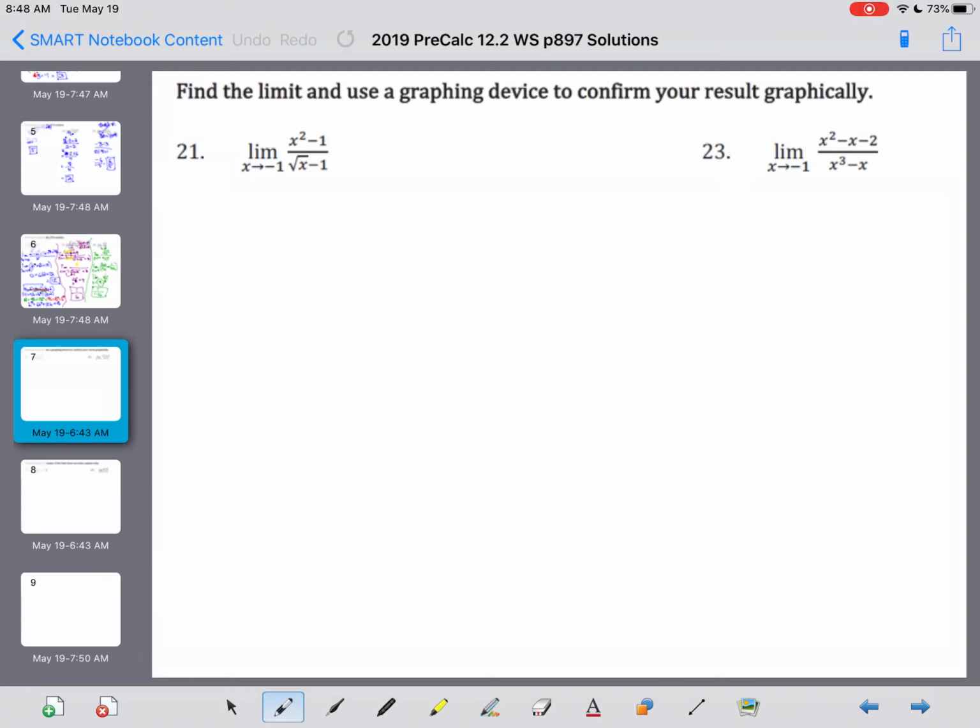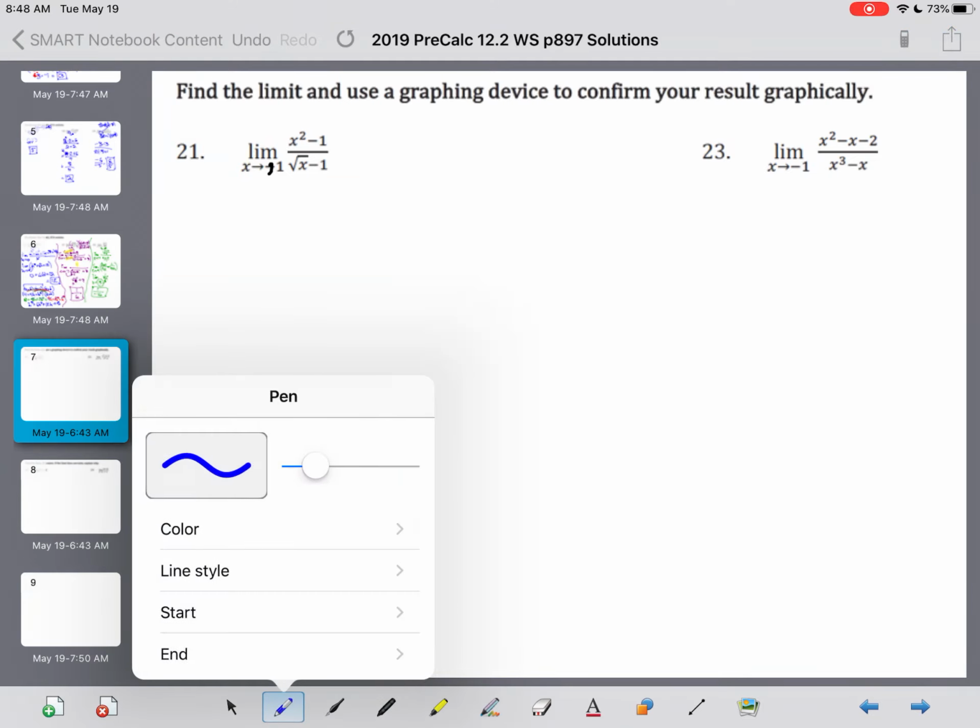Alrighty, continuing on with the PreCalc 12.2 worksheet. We left off just starting 21, so let's restart. First of all, I did notice an error. This should be a +1. So that will make a difference here.